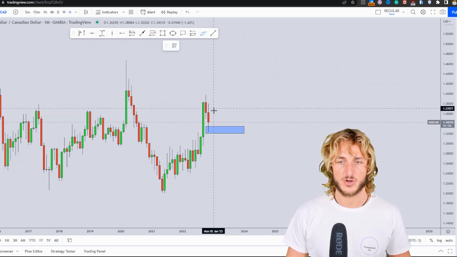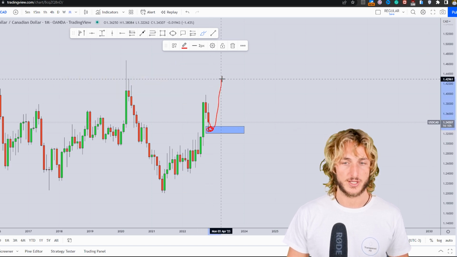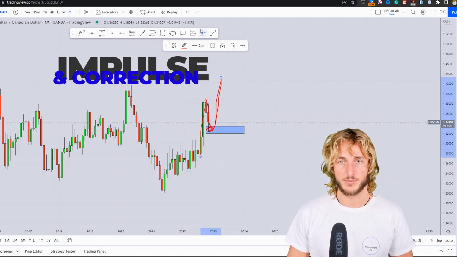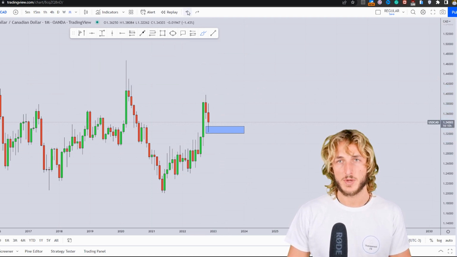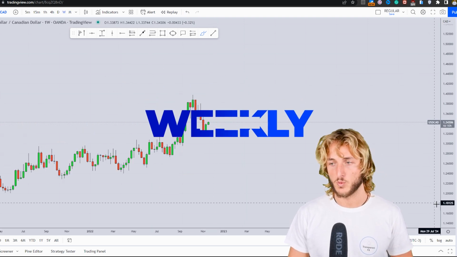Now, this is a very strong support zone that most of the times the market tests and then rejects to the upside, essentially completing this impulse, correction and impulse pattern to the upside. So here on the monthly, everything seems pretty bullish in the long term. Dropping down on the weekly, what do we see?